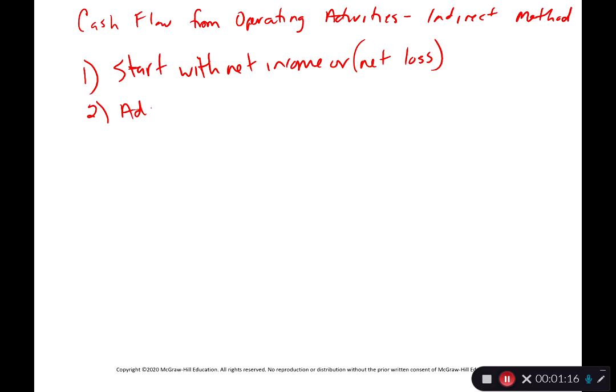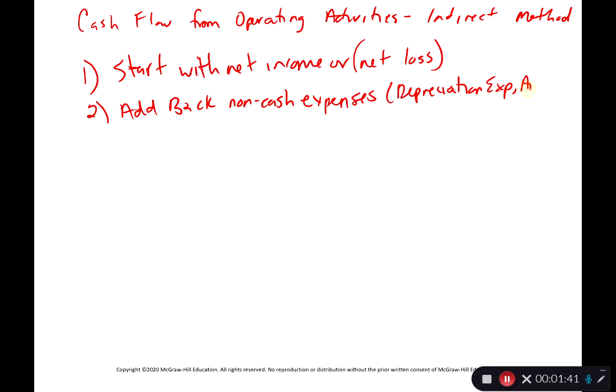Step 2 is add back non-cash expenses. Our non-cash expenses that we've talked about this semester would be depreciation expense, amortization expense, which is basically the same as depreciation except for intangibles, and depletion expense, which is the same as depreciation except for natural resources, and then BDE, bad debt expense. Basically, those are non-cash expenses because they're not paid out.